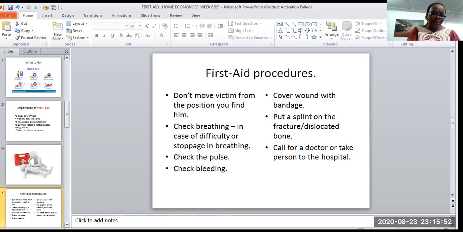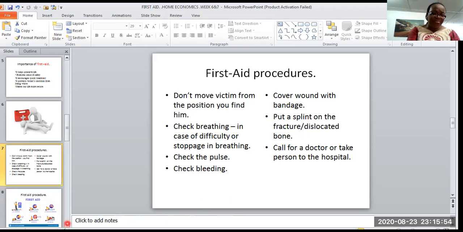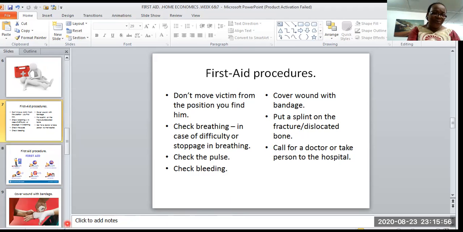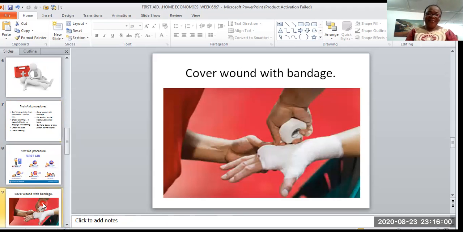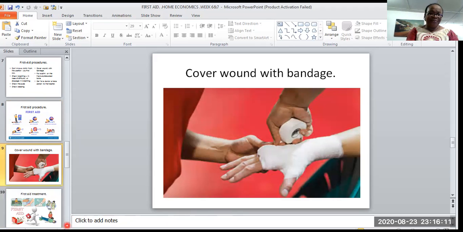Beautiful. You must not leave a person in need alone. Is that clear? Is that very clear? So cover the wound with a bandage the way it is done in the slide, if there is a wound. Do you understand? Beautiful.